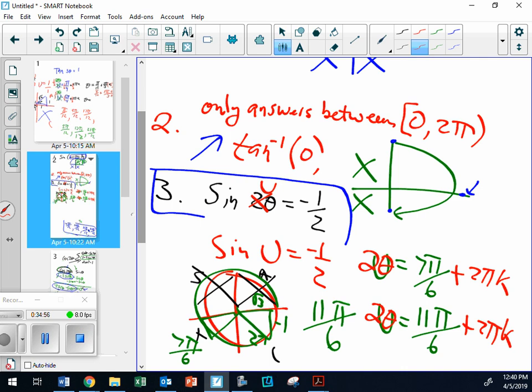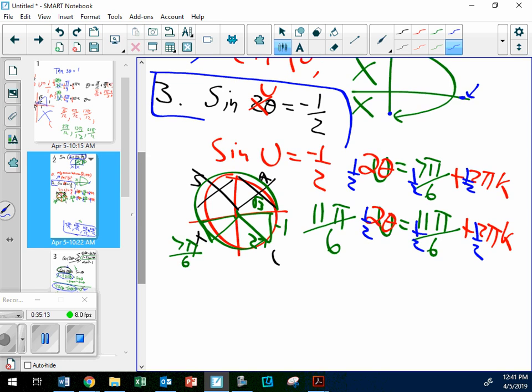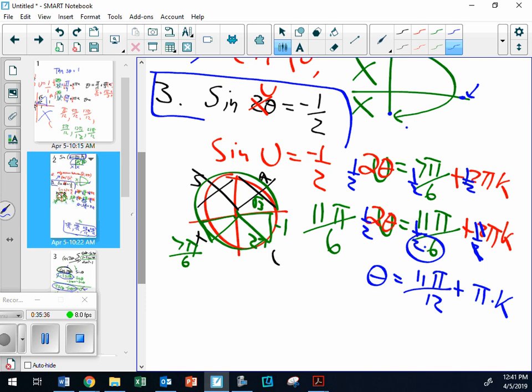All right. And we're going to now solve this thing and multiply everything by 1/2. And that brings us down to theta equals 11 pi over 12. 2 times 6 is 12. Plus, and then the 2's cancel here. And I'd have pi k. And on the top one, I'd have 7 pi over 12 plus 2's cancel, pi k.